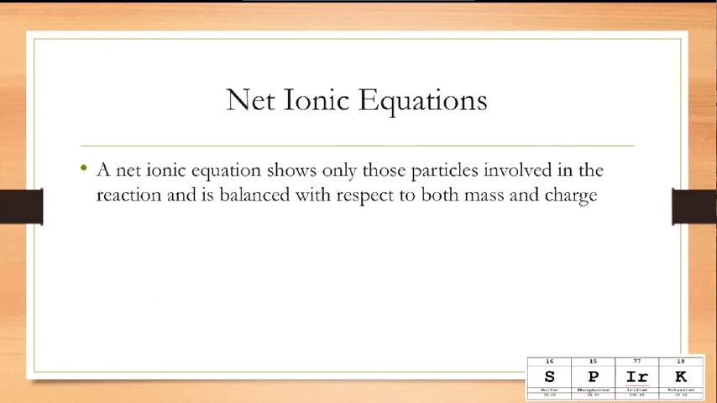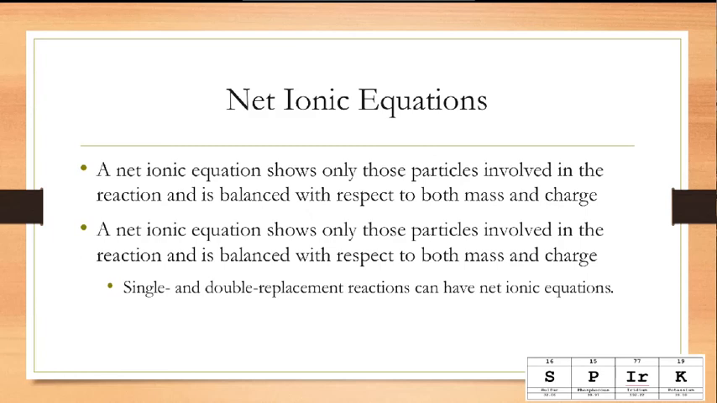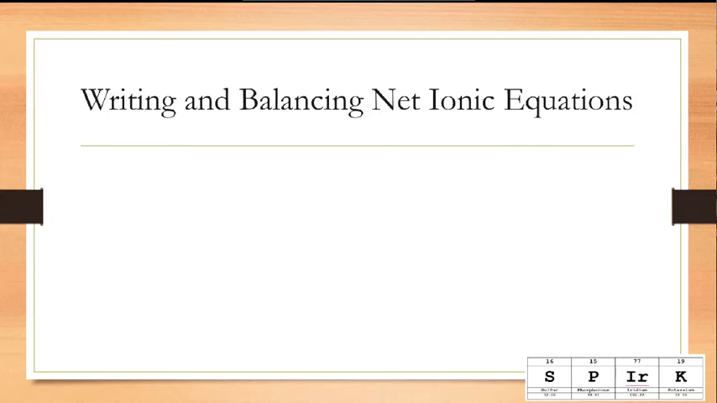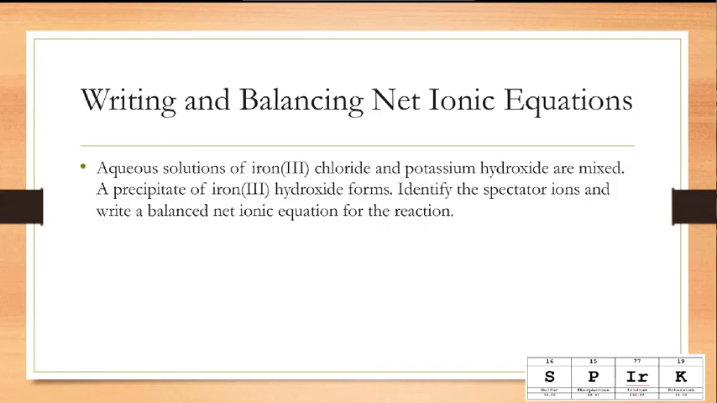A net ionic equation shows only those particles involved in the reaction and is balanced with respect to both mass and charge. Single and double replacement reactions can have net ionic equations. So let's write and balance a net ionic equation.